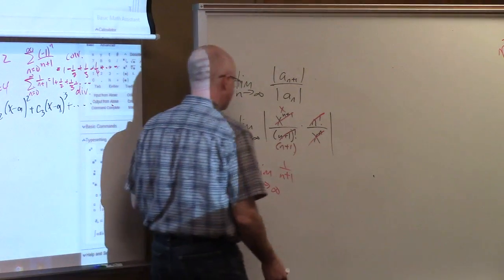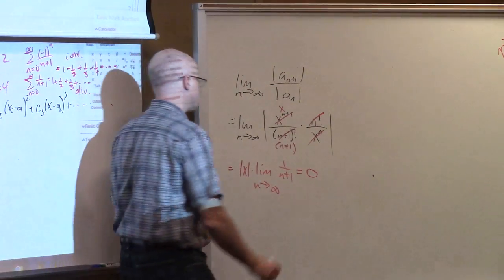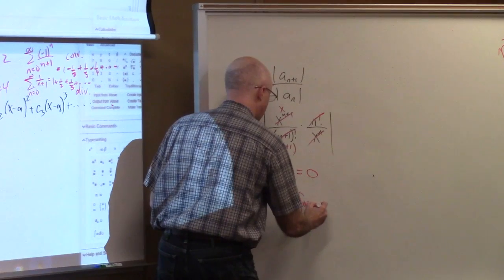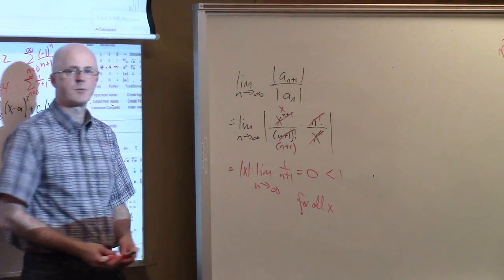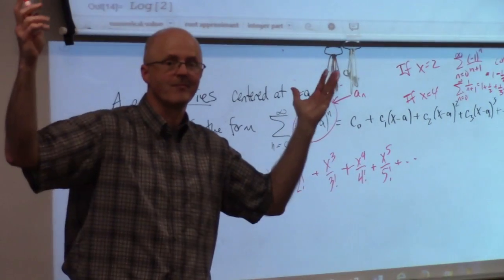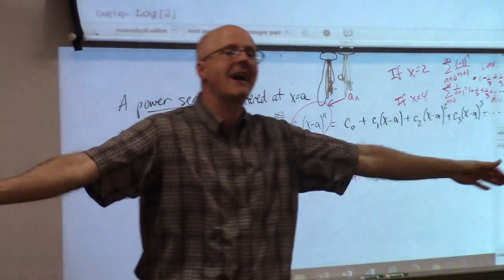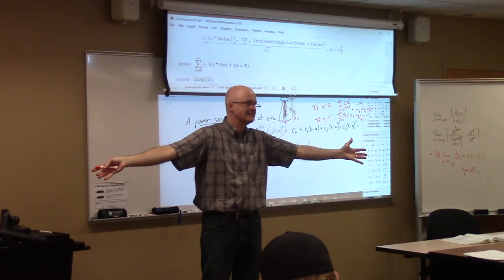And no matter what x is, this limit is 0 for all x. 0 is less than 1. So the ratio test says that this series converges no matter what x is. For all x, it converges over the entire real number line. No matter how big x is.